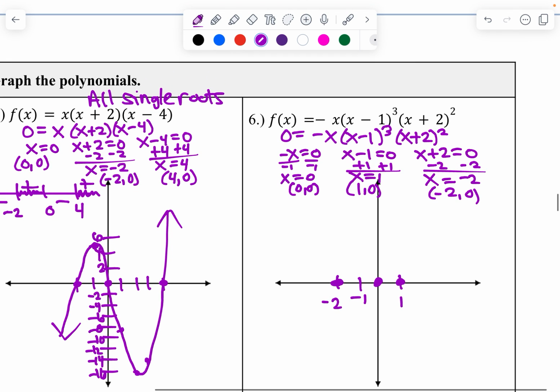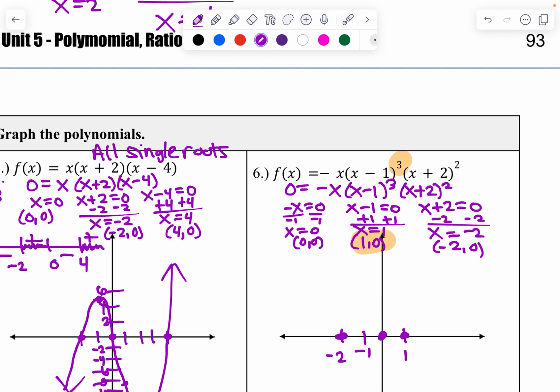But we also need to think about multiplicities here. So we have degree 3, or multiplicity 3. So this is a triple root. That's a multiplicity of 3. This one was a double root. This has a multiplicity of 2.